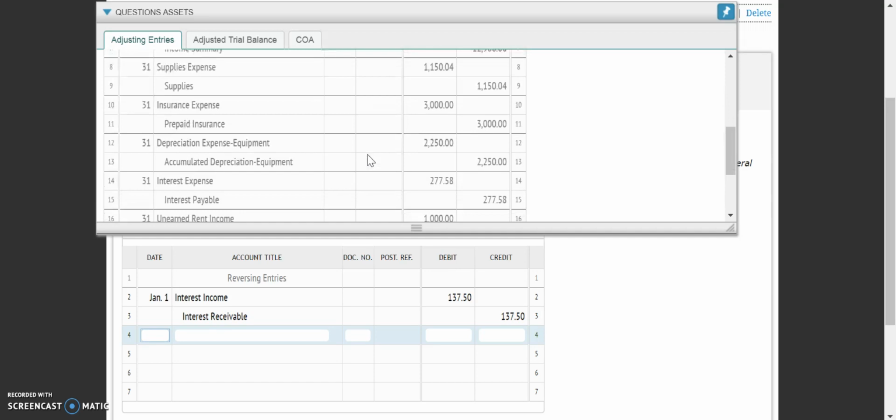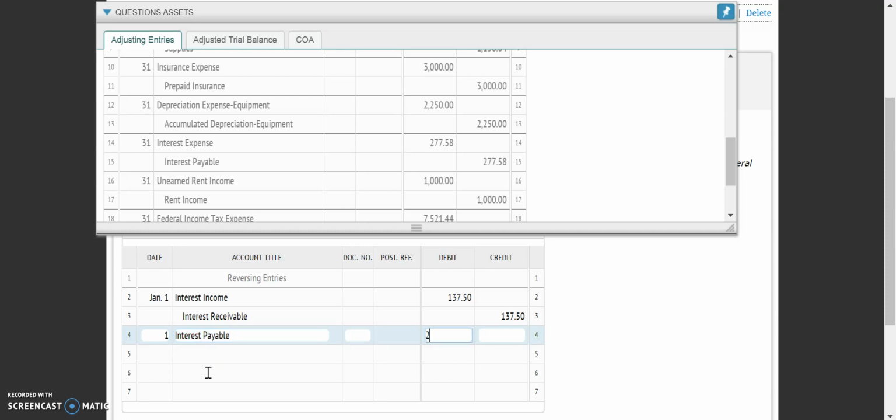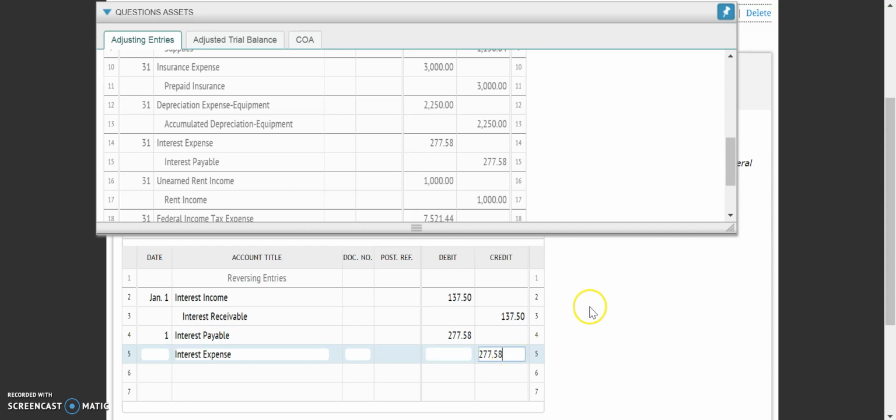And that is going to be our interest expense and interest payable. Again, interest payable had a zero balance at the end of the fiscal period, and then we did our adjusting entry. So this one needs to be flipped. So what happens is interest payable is going to be debited for $277.58, and then interest expense is going to be credited for $277.58. And those are the only two reversing entries that we did in the past.